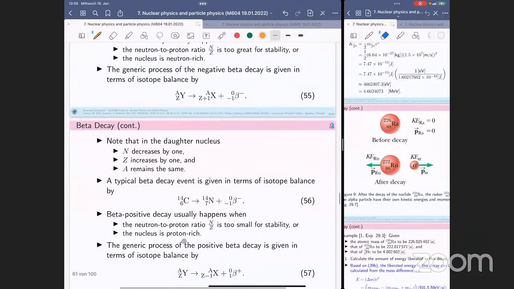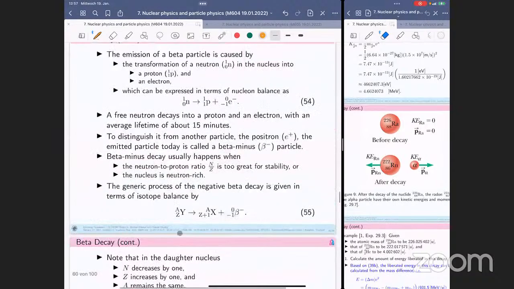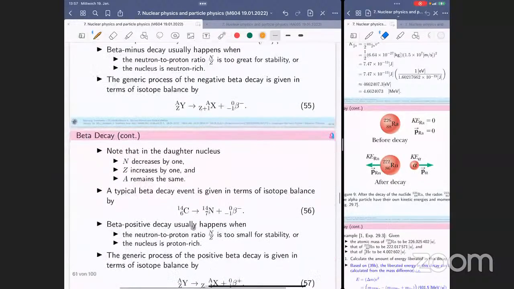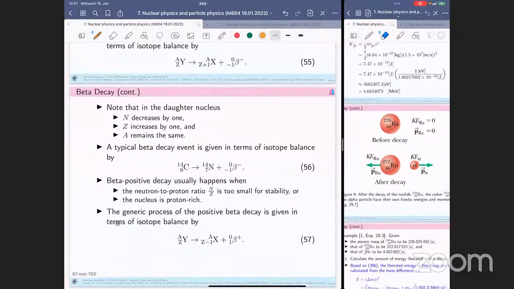In beta positive decay, it's proton rich because the nucleus is full of protons. There are too many protons inside the nucleus. The proton has to be converted to a neutron. It's not like beta minus, where a neutron is converted to a proton. This is beta positive, and the general process is the following.